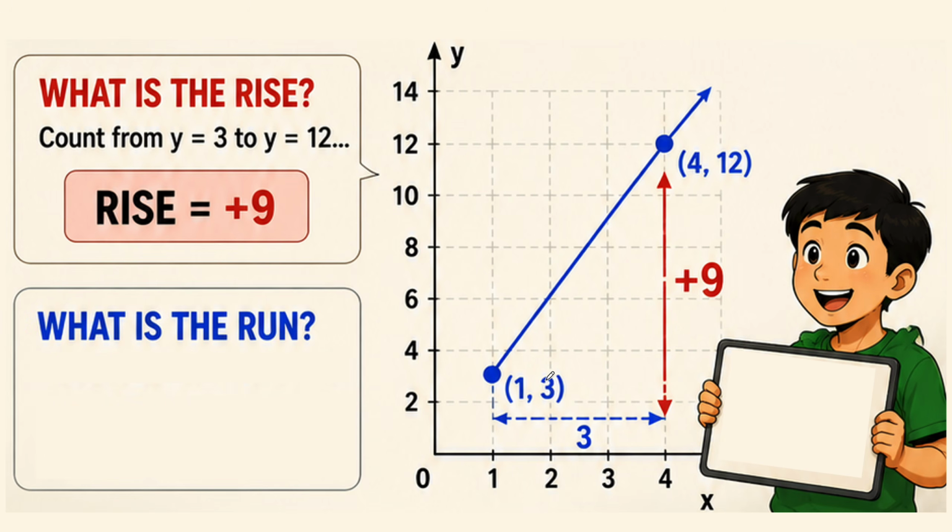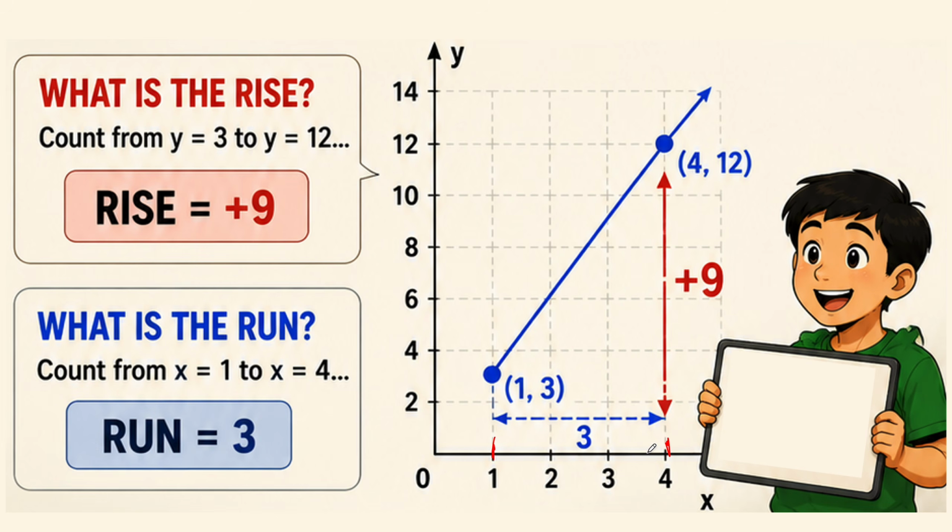Okay, so what is the run? So, count from x equals 1. Start tayo dito. Papunta naman sa x equals 4. So, x equals 1 to x equals 4. So, ilan yon? The run is equal to 3. Again, run can be left to right, rise pataas or pababa.